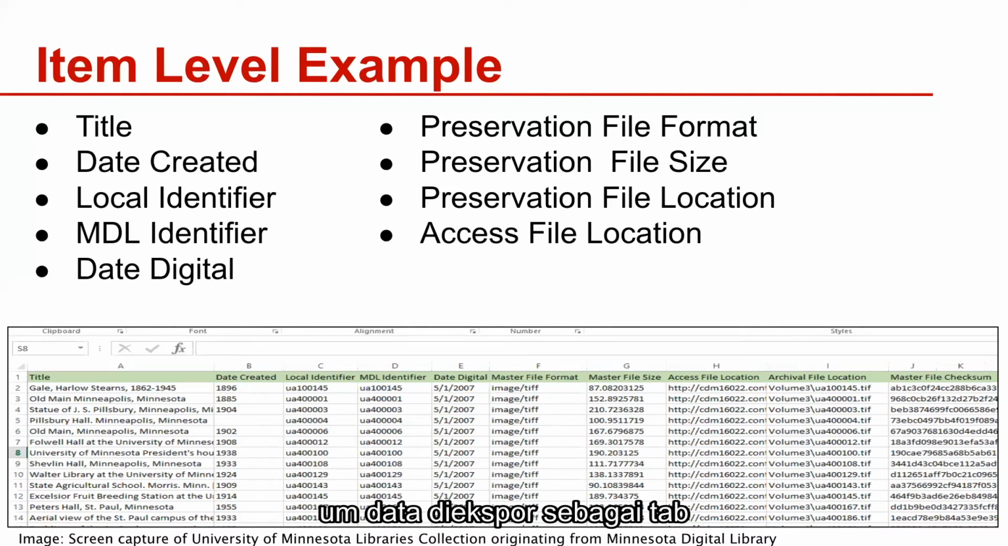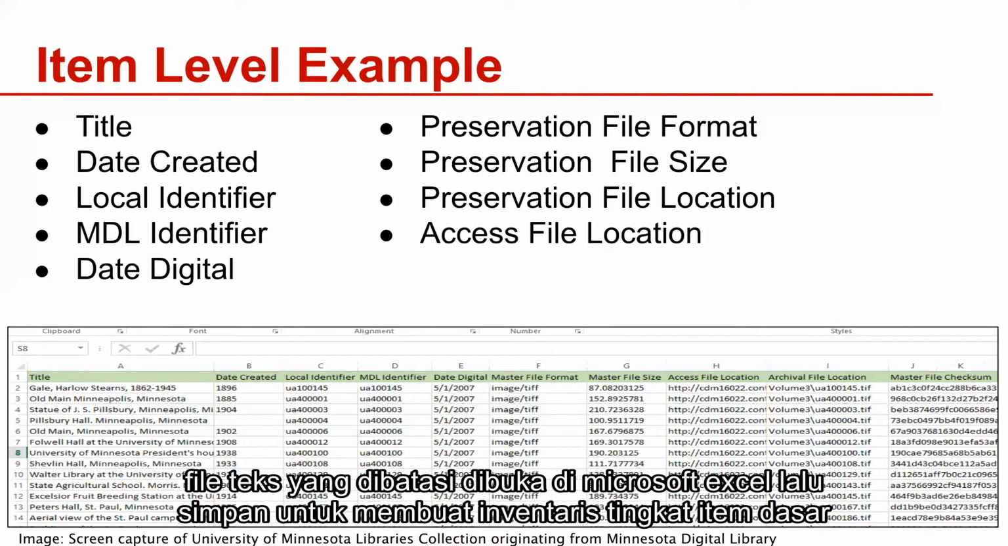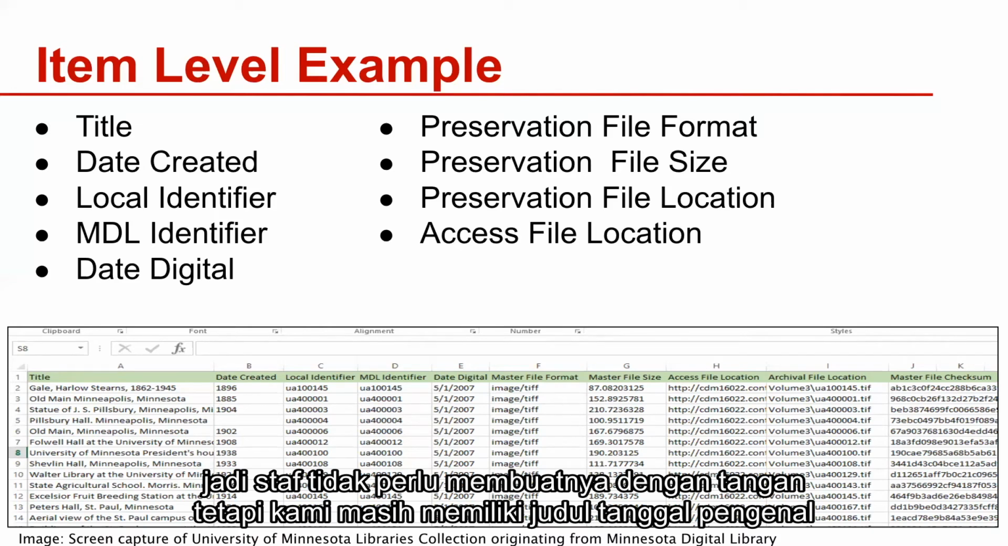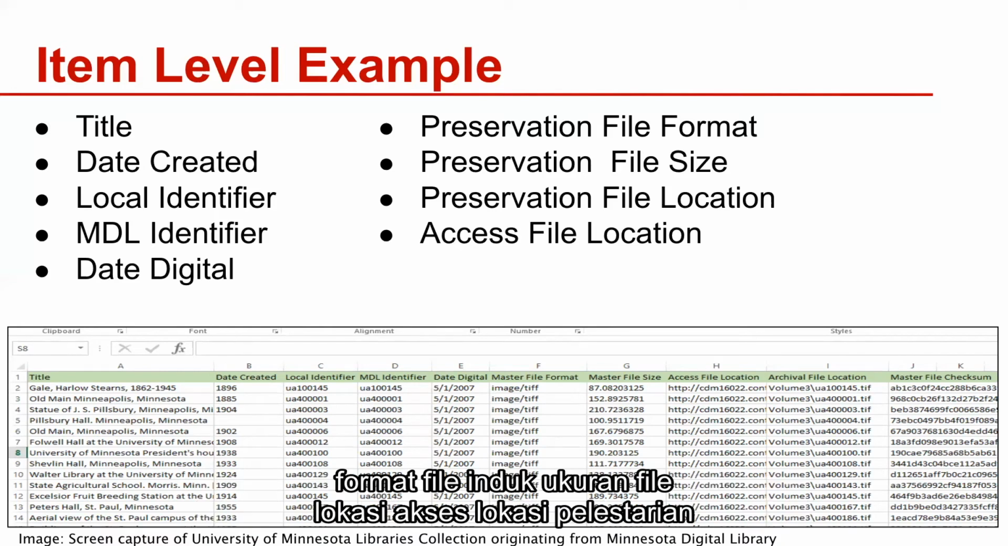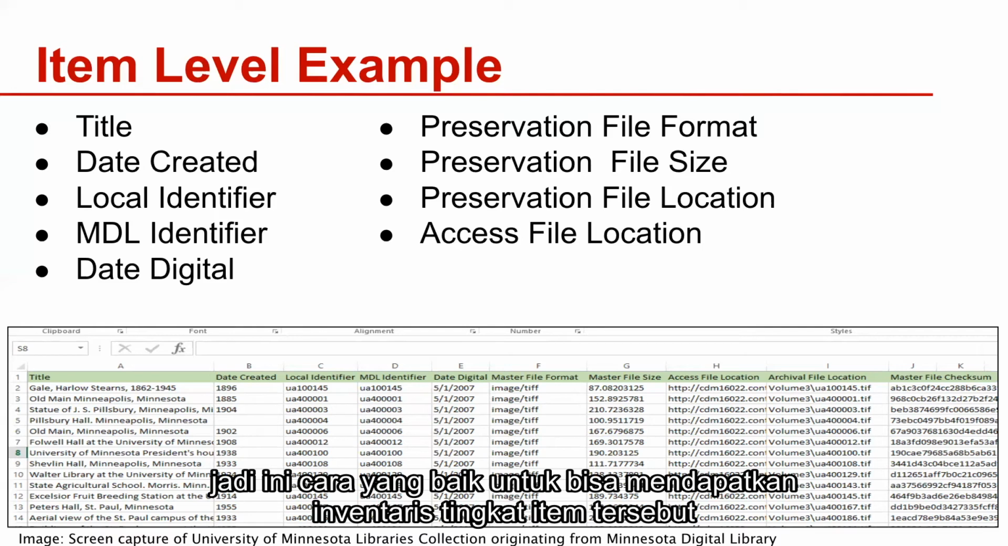The data was exported as a tab delimited text file, open in Microsoft Excel, and then saved to create a basic item level inventory. So staff didn't have to create this by hand, but we still have the title, the date, the identifiers, the master file format, file size, access location, preservation location. So it's a good way to be able to get that item level inventory.